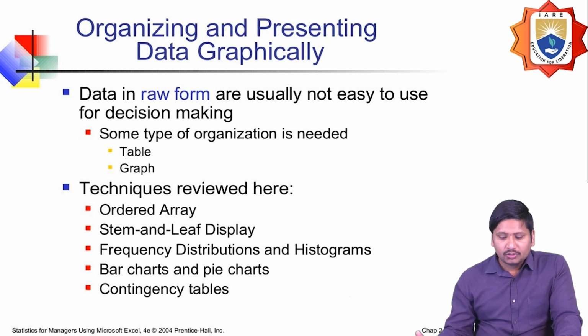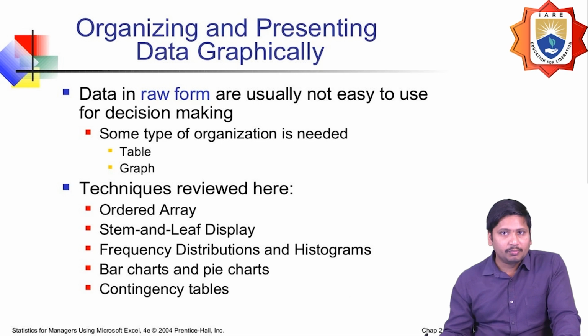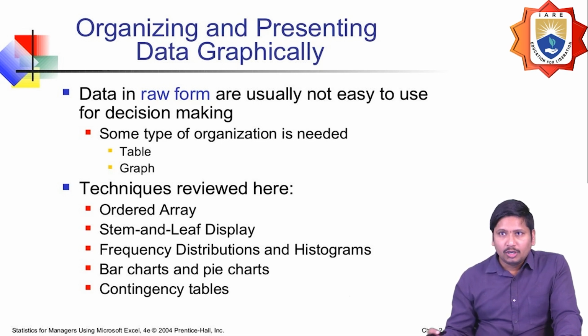The data is normally in raw form and usually not easy to use for decision making. So two types of organization can be made: first, the table, and second, graphs. What are the various techniques that can be involved for implementing this decision making?